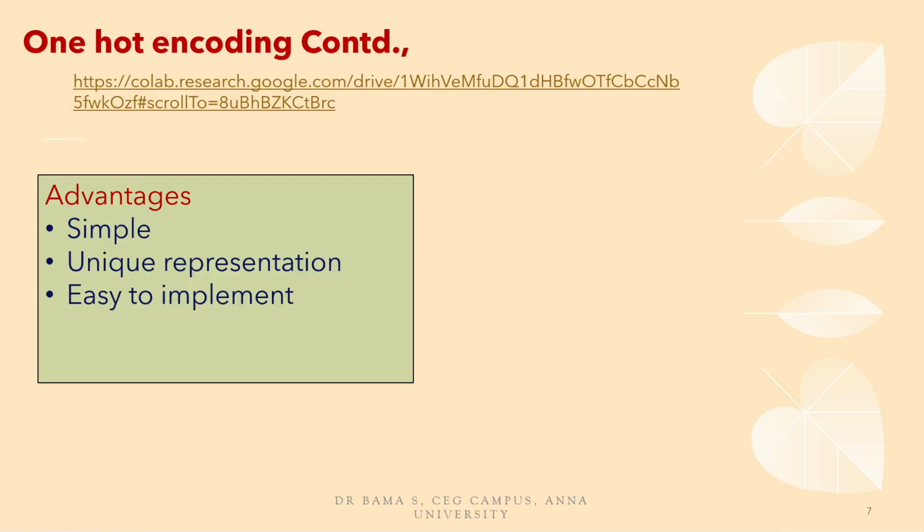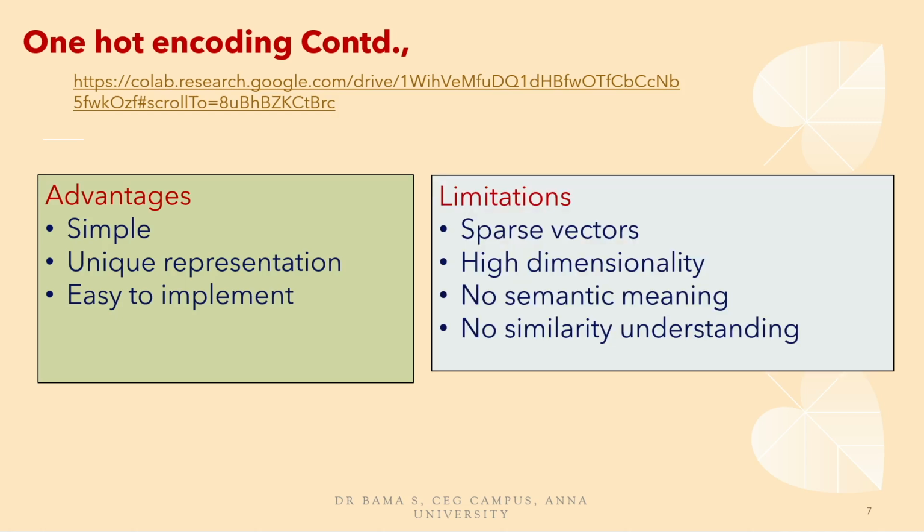The advantage of this one hot encoding is that it is very simple, and it is a unique representation, as I said before, where each word has a separate vector. It's easy to implement, like we saw in the Colab structure using Python. But the limitations are more. One is the sparse vector, where in the matrix almost everything becomes 0, and the high dimensionality. High dimensionality in the sense that if the document size is larger, it can run into thousands or millions, and then computationally it becomes difficult.